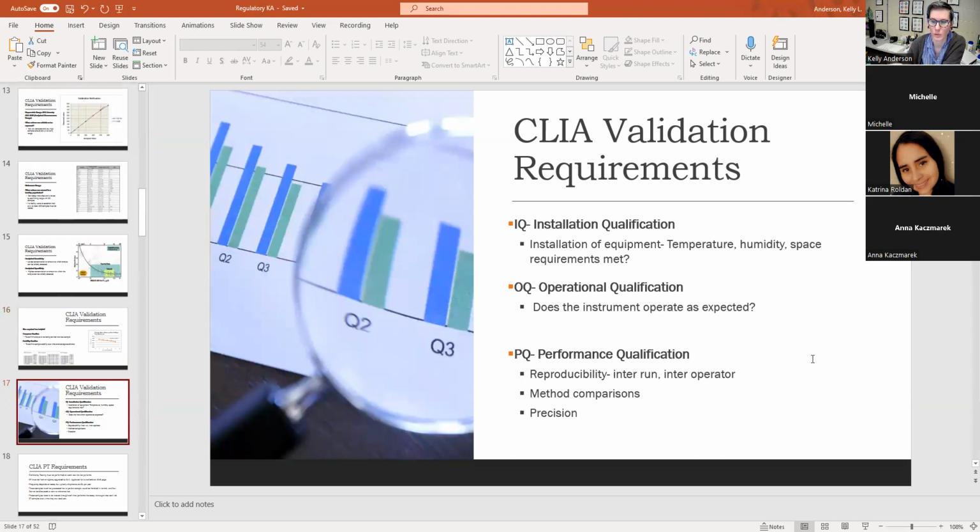Okay, and how do we report this? Or how do we do a validation? When we write a validation plan, we usually break it into IQ, OQ, and PQ. So there's installation qualification, and that is the easiest part. It's just installing the equipment.